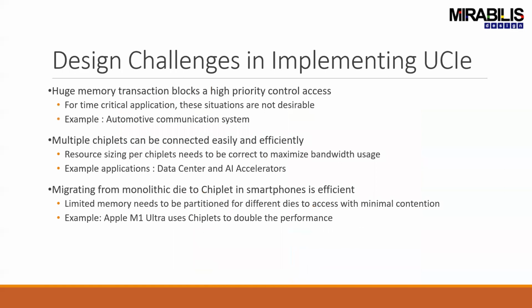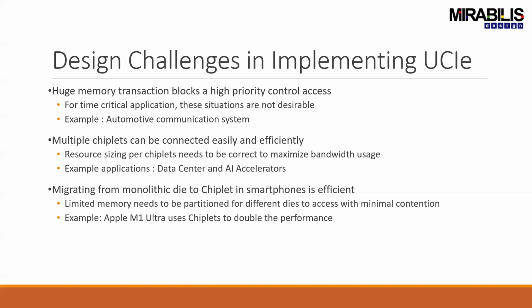Now, let's look at the design challenges in implementing UCIe. There's a lot of advantages to migrate to UCIe. For example, you can do huge memory transactions, but these huge transactions can be blocked by a high priority control access. So for time critical applications, say like in automotive communication systems, these are not desirable.